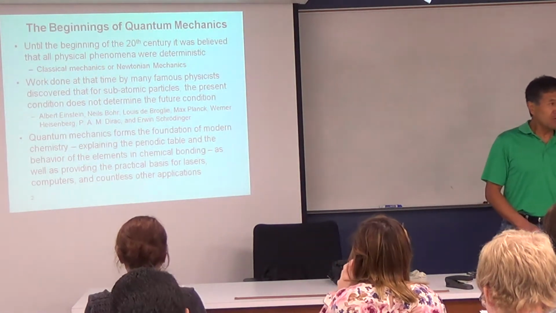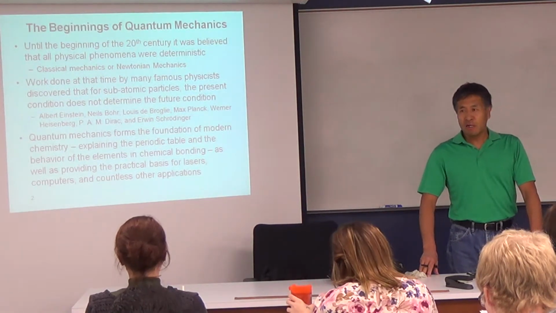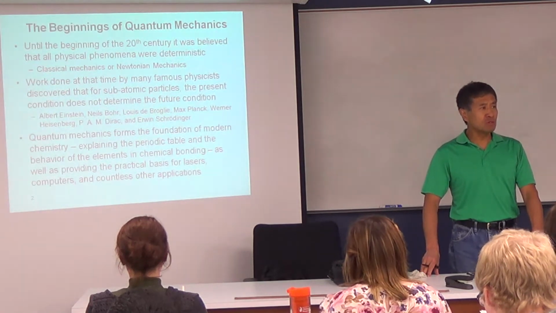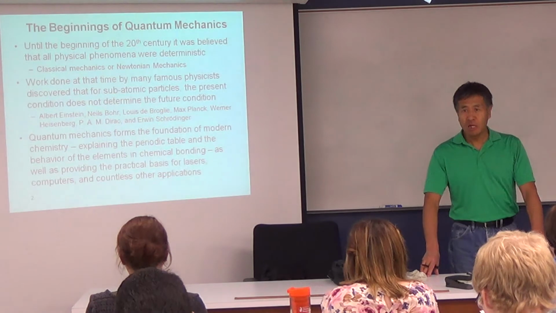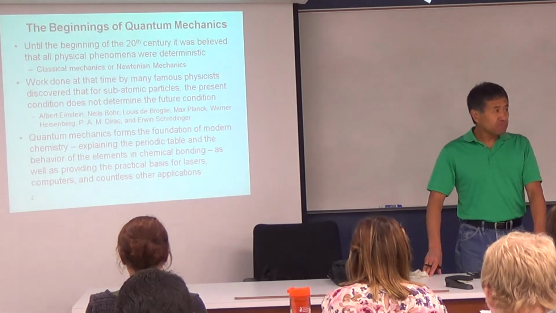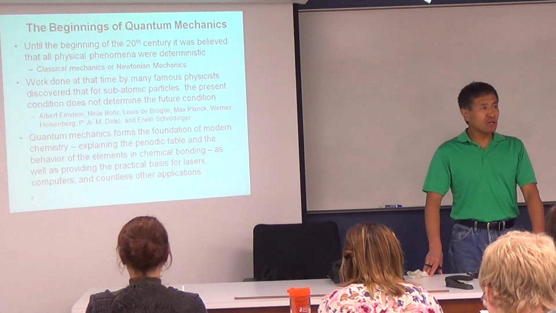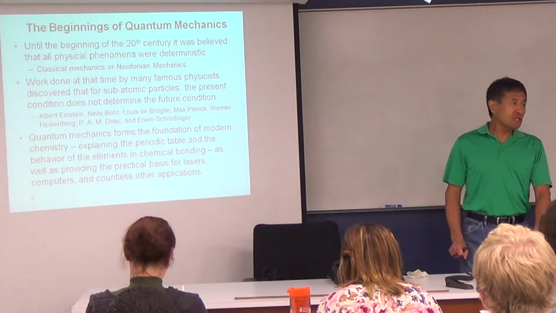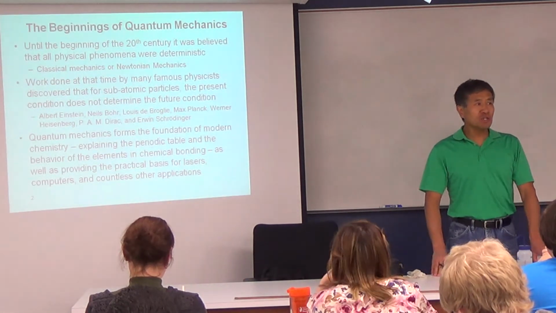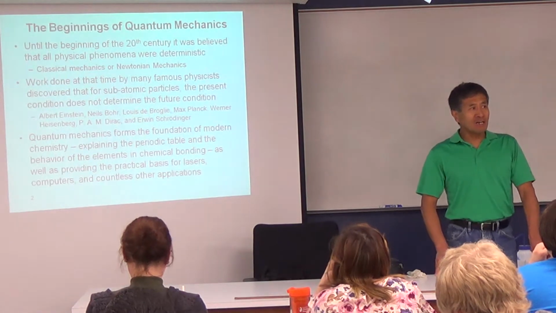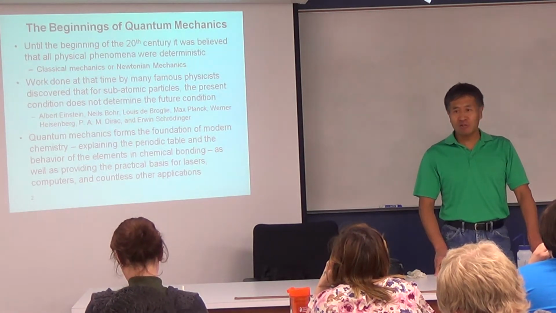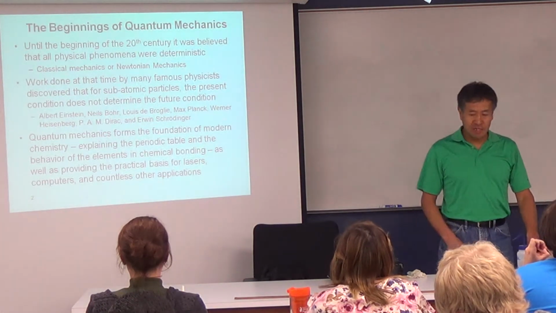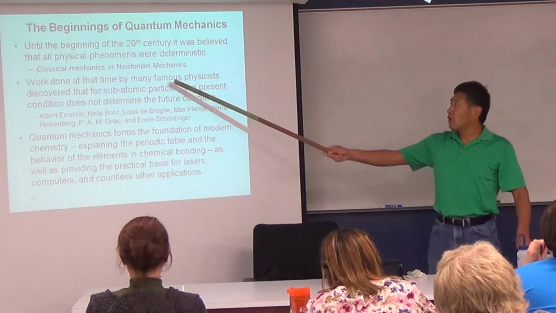So at that time, a lot of scientists did research and measured some of those behaviors, and a lot of the experimental results they got could not easily be understood in terms of classical mechanics. What is classical mechanics? Classical mechanics is the so-called Newton's mechanics. You see that? Newtonian mechanics.